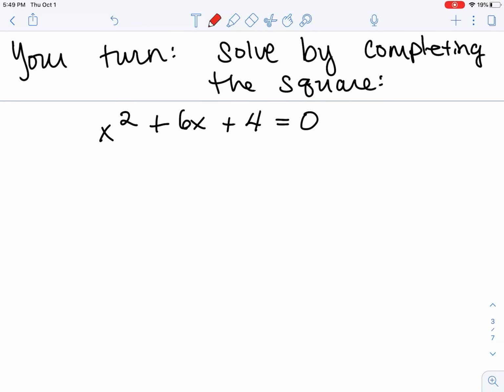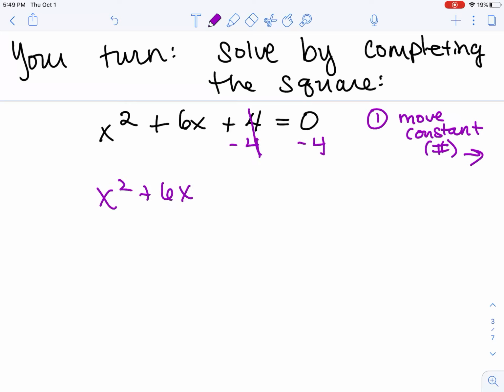So here's your turn. You're going to solve by completing the square. I'm going to follow those steps, I'm going to write them out for you, and then you're going to put one of the steps as an answer. So here we go. Remember, the first step is we're going to move the constant term, or the number, over to the other side. So we're going to move the 4 over. x squared plus 6x equals -4.